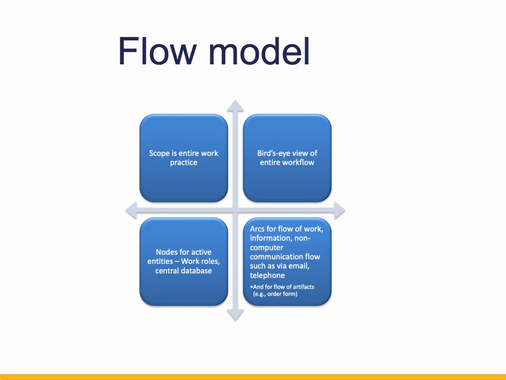We also want nodes for active entities, any work roles, and a central database for all of these active entities. So anything that interacts with our product, we want to know about. That's the flow. So arcs for flow of work, information, non-computer communication flow, such as via email, telephone, and artifacts, are all part of the flow model. Everything that goes into the user's interaction with whatever we're producing becomes a part of the flow model because we want to know everything the user does. In the next slide, I'll show you an example flow model.